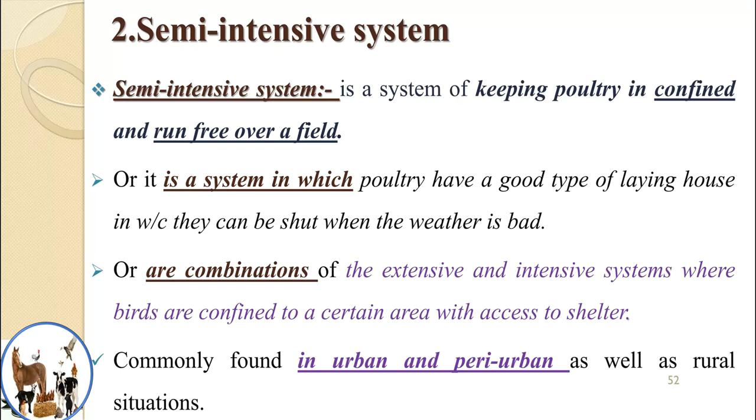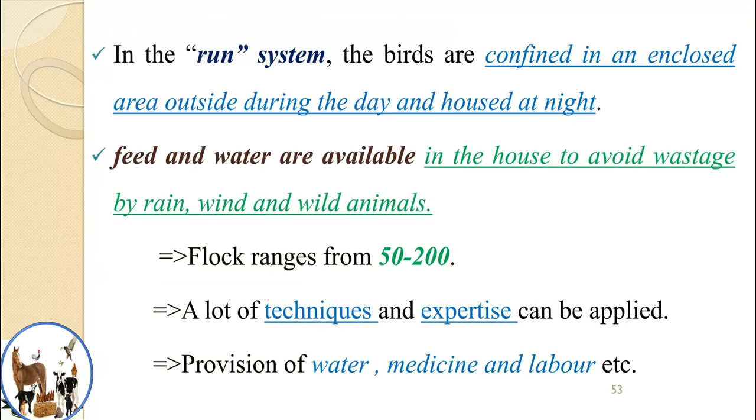Then whenever they rain like that, it has its own advantage, and there is no loss of the birds due to predatory animals or predatory birds. So these are a combination of the extensive and intensive systems where birds are confined to a certain area with access to shelter. This is commonly found in urban and peri-urban as well as rural situations most of the time.